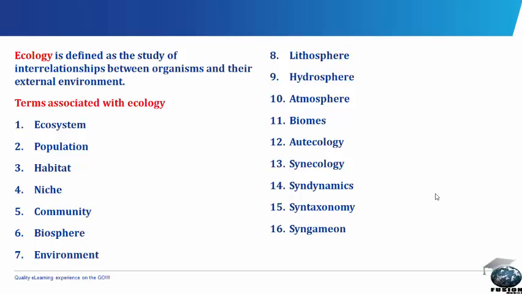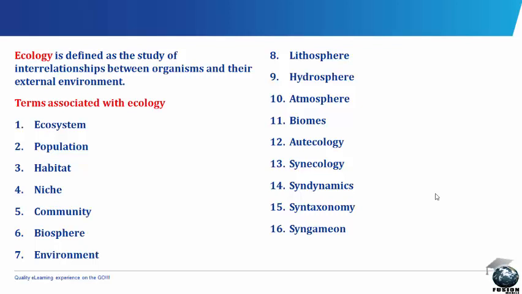Lithosphere, it is the part of the earth occupied by land. Hydrosphere, part of the earth occupied by water. Atmosphere, it is the part of the earth occupied by air. Biomes, this is a conglomeration or combination of communities. Autecology, it is the ecology of only one species in relation to its environment.